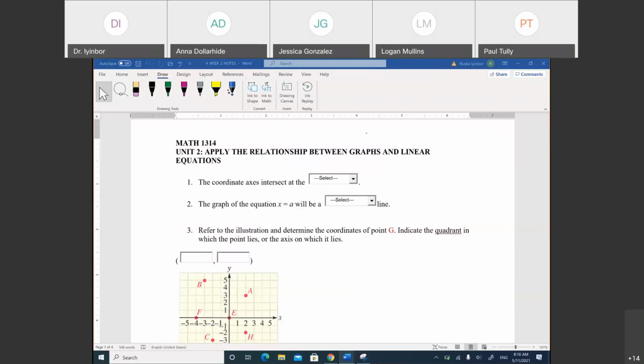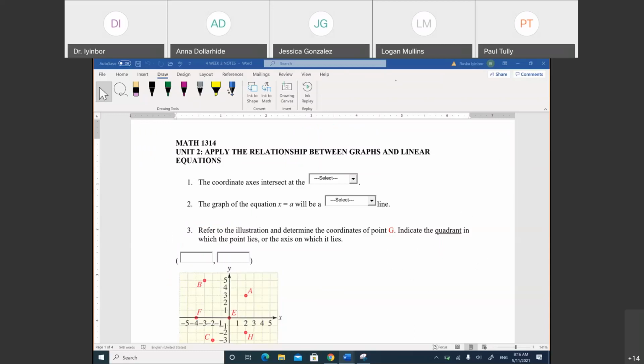So this is week 2, and we're going to go over the material for week 2, which is graph and equation of line. So the relationship between graphs and equation of line. We're going to talk about points, coordinates of points, slope, line, distance between points, X intercept, Y intercept, all of these relationship between graphs and equations.